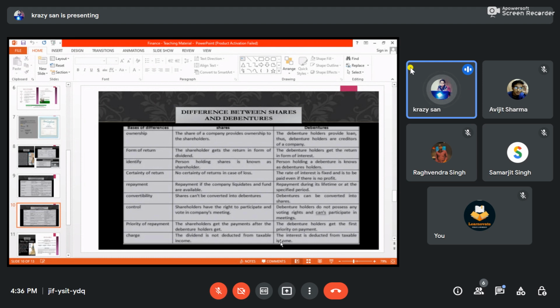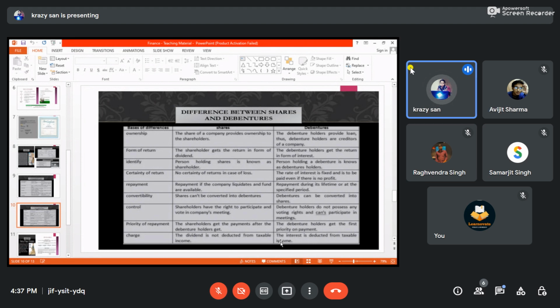There is no certainty of return in case of loss in shares, whereas in debentures the rate of interest is fixed and is to be paid even if there is no profit. Shares are repaid if the company liquidates and funds are available, while debentures are repaid during their lifetime or at specified periods. Shares can be converted into debentures, but debentures cannot be converted into shares. Shareholders have the right to participate and vote in company meetings. Debenture holders do not.